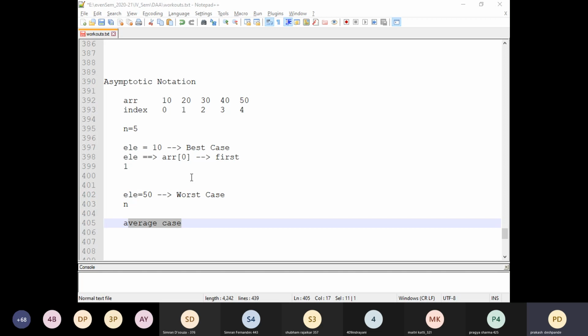So in the average case, the performance of this particular linear search will be (n plus 1) divided by 2, where n is any number between the second number up to the one number before the last. That means n cannot be the first number and n cannot be the last number, because when n becomes 1, that becomes the best case, because (1 plus 1) divided by 2, correct? And at the same time, when n becomes the last element, then it becomes the worst case scenario.